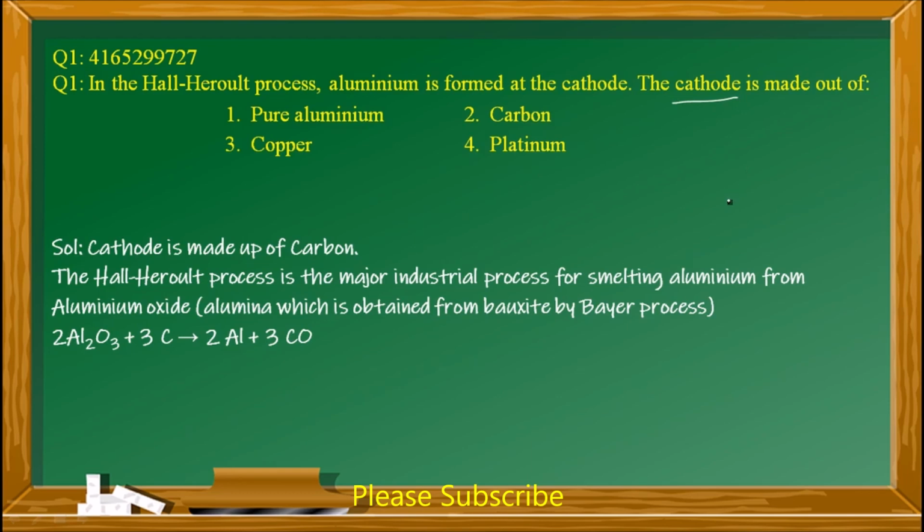Dear friends, as a cathode we use carbon in the form of graphite. Graphite is nothing but carbon. So option number 2 is the correct option friends. As a cathode we use carbon. Yes friends. Next, question number 2.